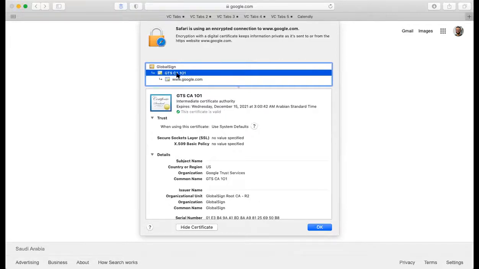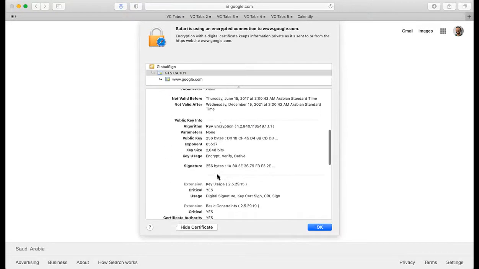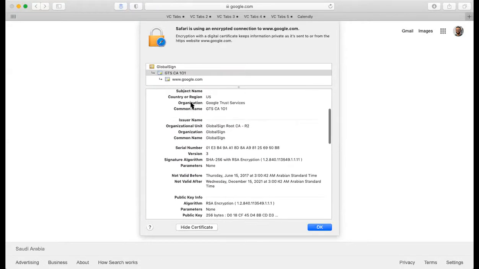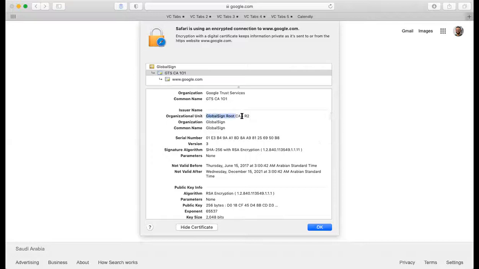Like GTSCA 101, I don't know it. It's not actually in my computer. But then GTS is actually in the US, and so on. It started from December, it expires December 15, 2021. And what is it used for? Let's go back. It is used to encrypt and verify and derive. Of course, who signed this? We look at something called Global Sign Root CA. These are the root CAs.